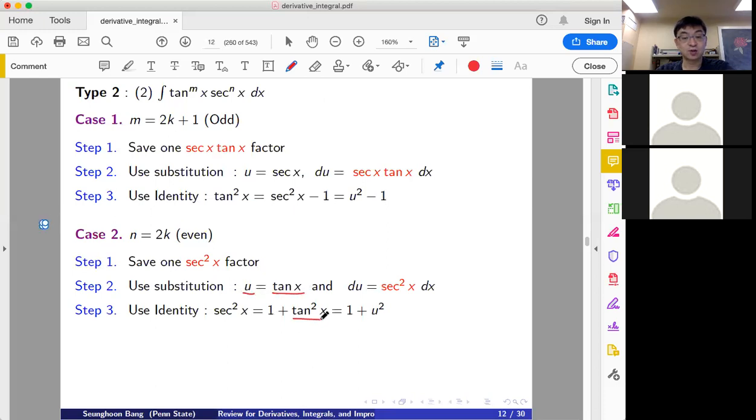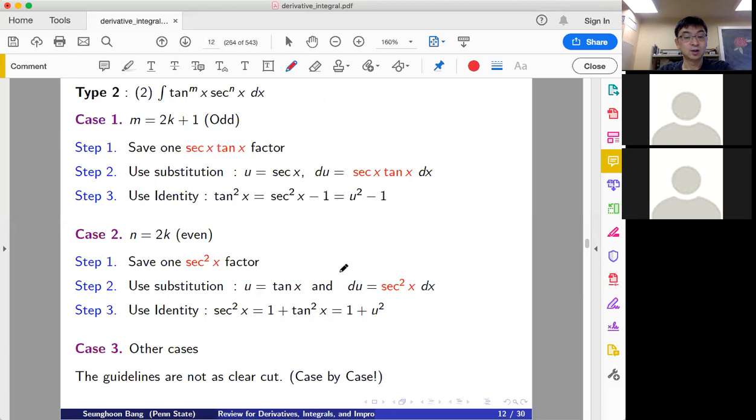You plug into here. Case 3, other cases, we don't have a guideline. The guidelines are not as clear cut. We don't have it. So this is only case by case.